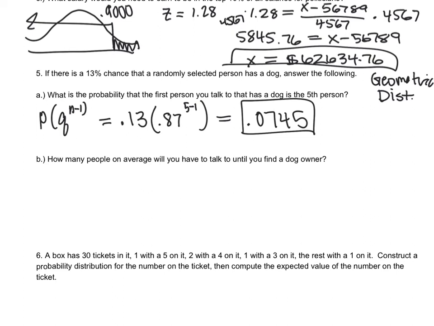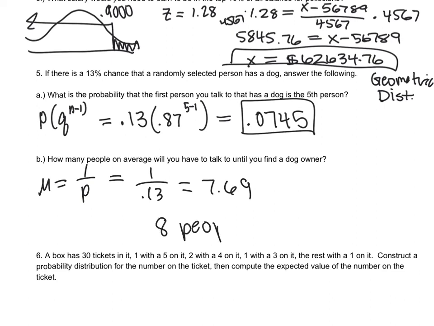In B, we want to know how many people on average you will have to talk to until you find a dog owner. So the mean for a geometric distribution is found by doing 1 over P. So 1 over the probability of success, which in this case is 1 over 0.13, which gives us 7.69. And again, you can't talk to a decimal of a person, which means on average we would have to talk to 8 people.